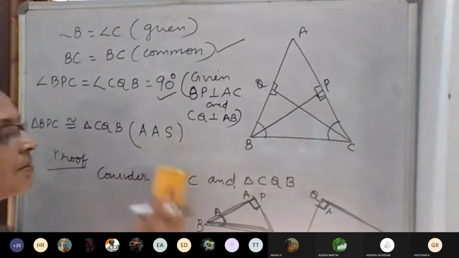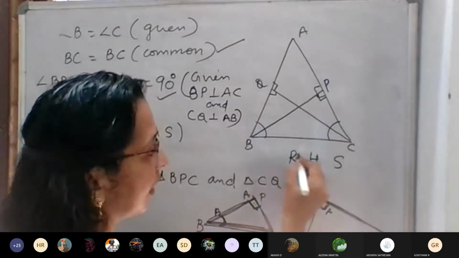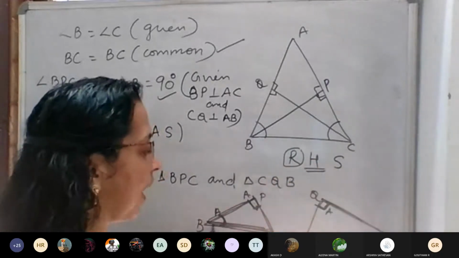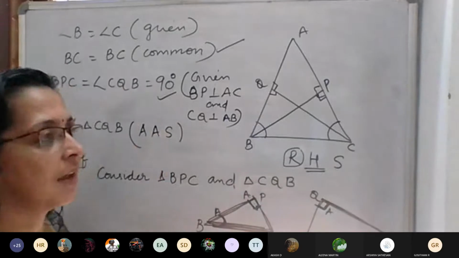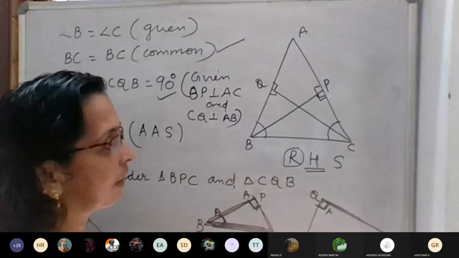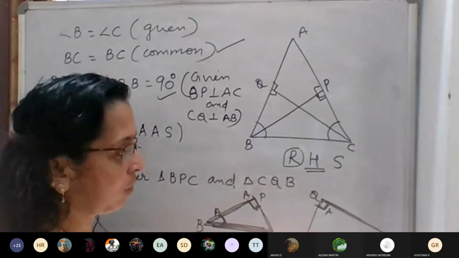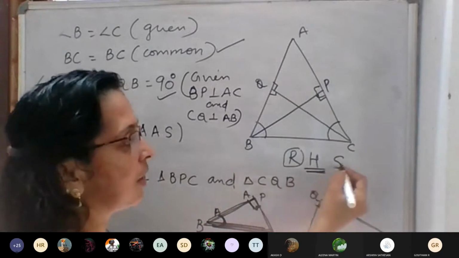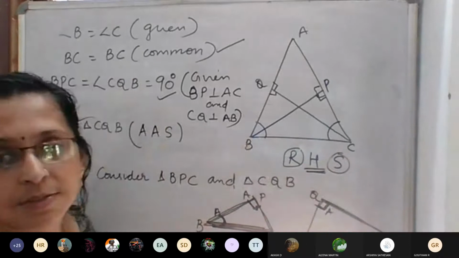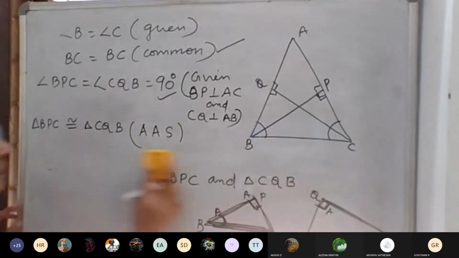RHS means right angle, hypotenuse, side. That means a right angle will be there and opposite of that will be the hypotenuse. From the question we have to know whether these two sides are equal or not. Then only can we say the hypotenuses are equal. Then we also have to think about the side. Then only we can write RHS. Otherwise we can't write RHS. Okay, the two triangles are congruent.